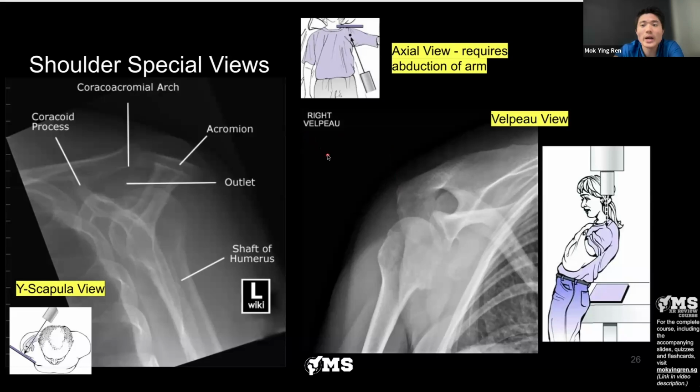The Velpeau view is also a comfortable view which does not require abduction of the arm. The patient simply leans backwards and the X-ray is shot from superior to inferior. The patient can still be in the arm sling and is more comfortable. And here, appreciate again that you can see the humeral head with the glenoid, the clavicle in front. And here again, you can identify whether the humeral head is dislocated anteriorly or posteriorly.